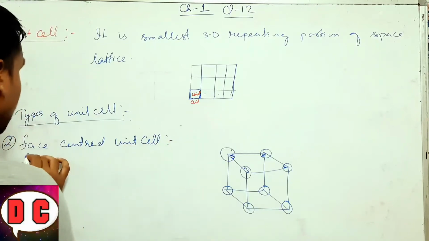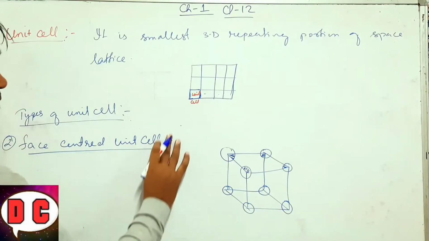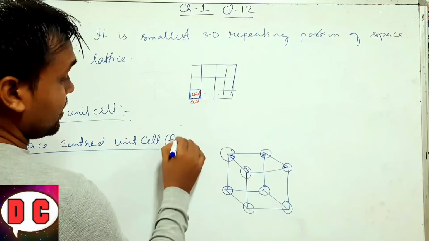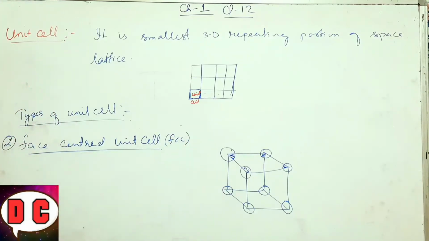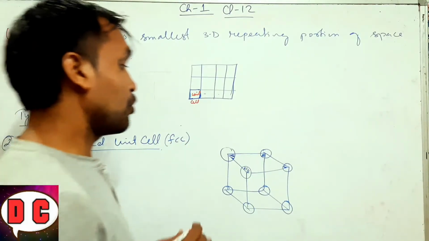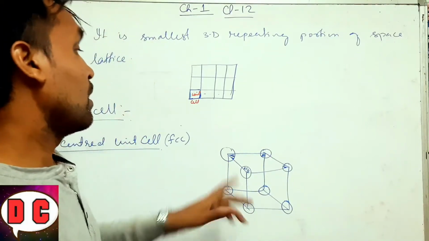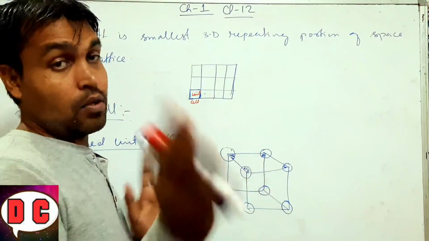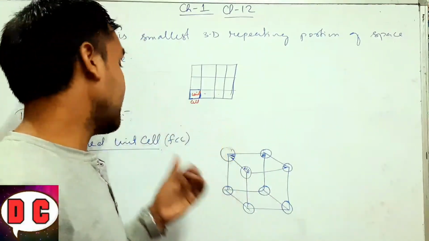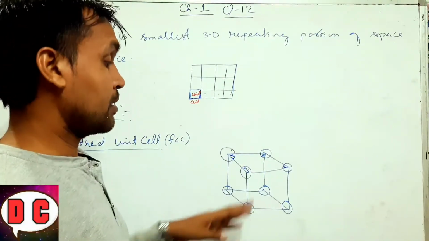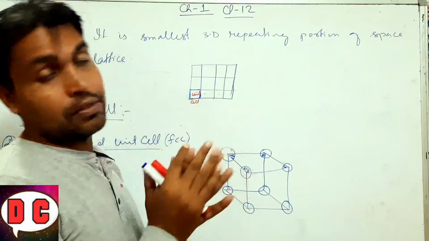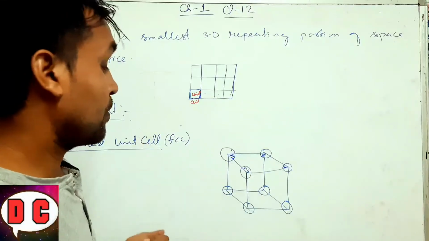Okay, face centered unit cell. In the face centered unit cell, its short form we write FCC. In the face centered unit cell, you will see that in a cube how many faces are there. This one, 8 constituent particles at all the 8 corners. It is compulsory in all the types of unit cell. Okay, it is not that it is going to change. It will be there in all the types of unit cell.